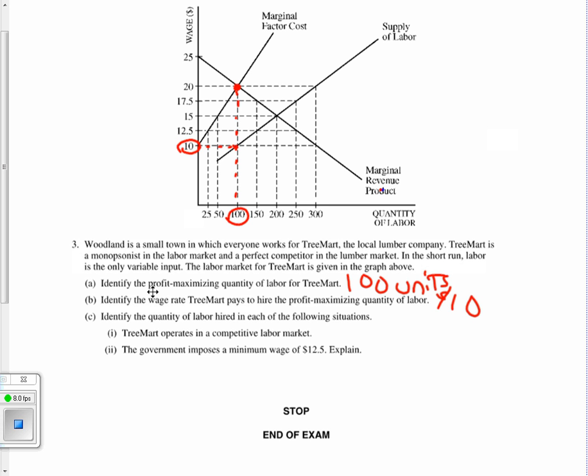Part C can be a little bit confusing because it's saying in separate situations. It says identify the quantity of labor hired in each of the following situations, so they're separate from each other. Part 1 says in a competitive labor market, then we would change things and look for when supply equals demand, or there is no demand curve for monopsony, so we use the marginal revenue product. So here is the equilibrium if it were perfectly competitive, and they're looking for the answer of 200 units.